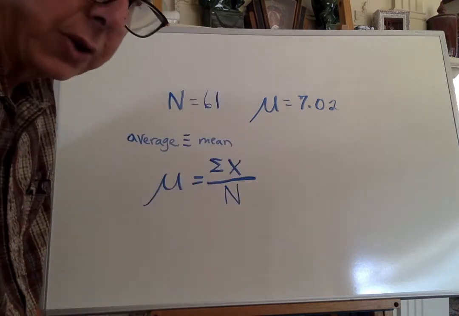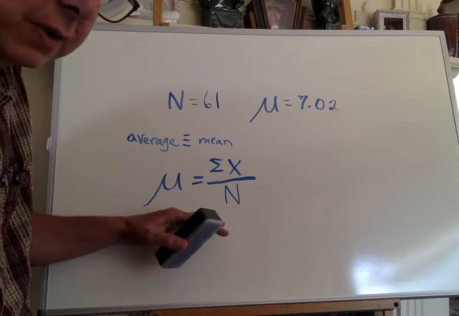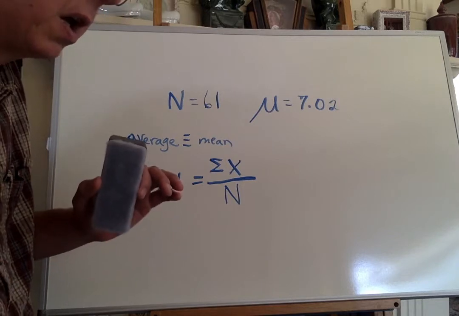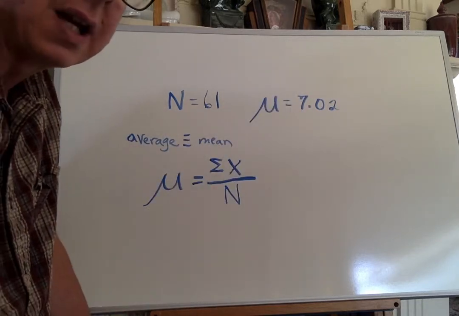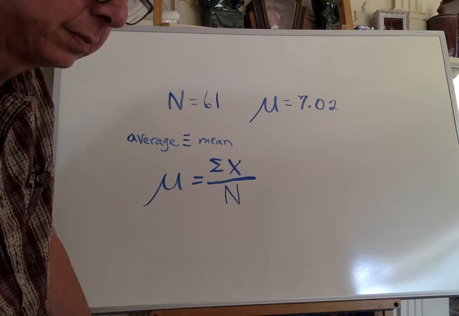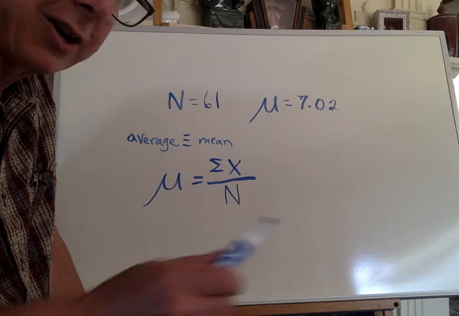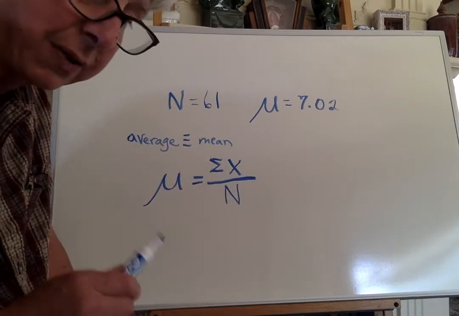But here's the hard question. We can calculate it, not that difficult, okay? But what does it mean? What does it mean when I say the average is 7.02? I would bet $100 that none of you know that, okay? Because it's a very difficult question.